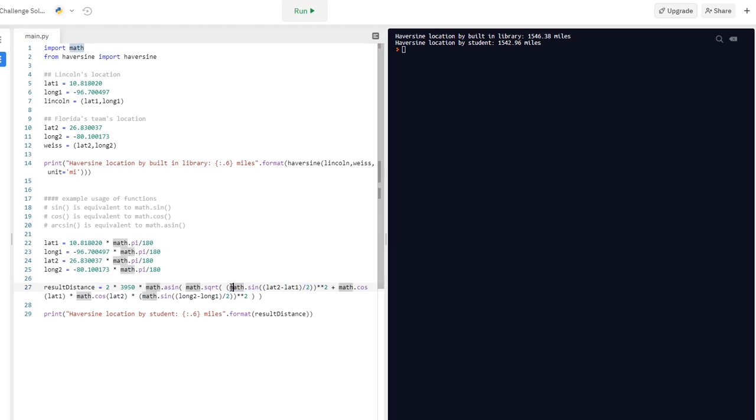Or my bad, actually, you're taking the sine of what's inside of this right here. So our next operation is math.sin, which of course is sine. And we take lat2 minus lat1 and divide that by 2. So that's that first chunk there.